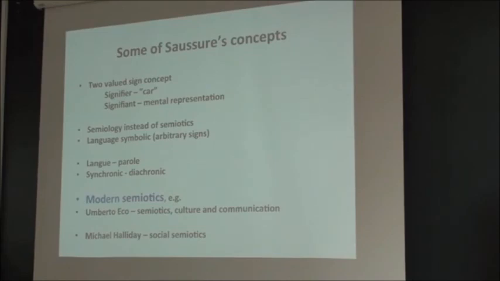But you can see that it's a combination of icon and symbol. So it's an iconic symbol. And he called that something else. He called it onomatopoeia. But he discusses this a lot because it's a counterexample to the idea that language is only symbolic.